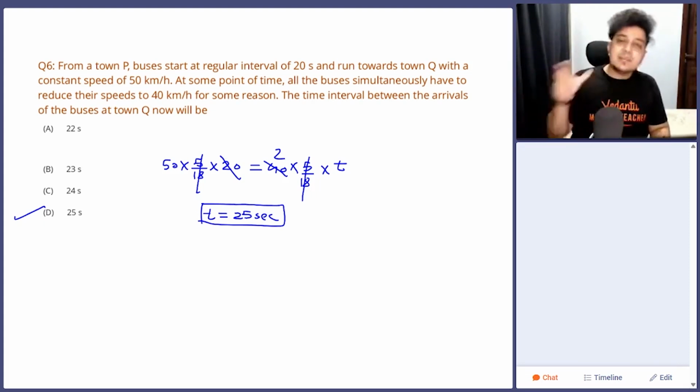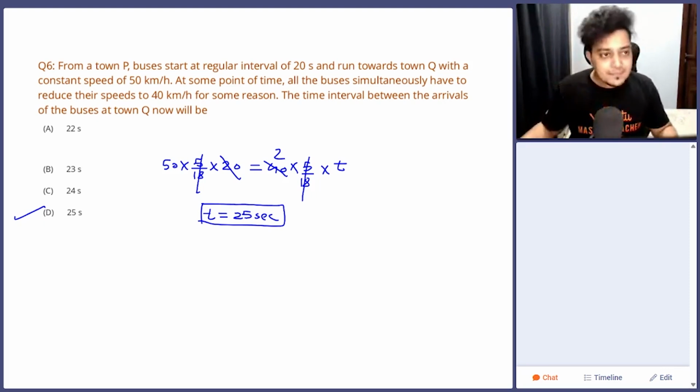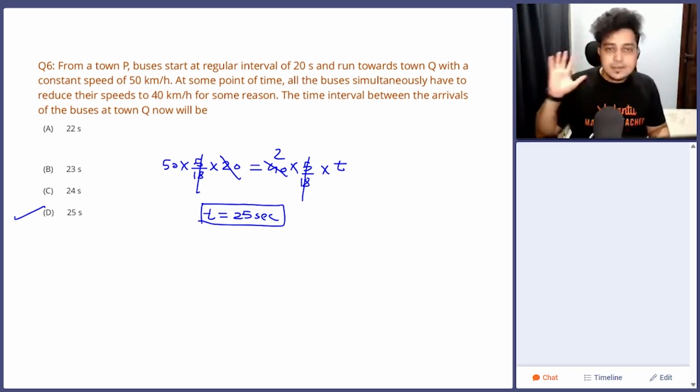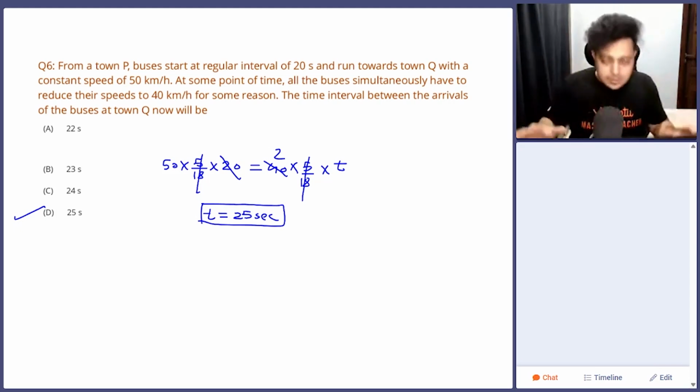So to cover that same distance, how much time does it take? Its speed is 40. How much time does it take? It takes 3 seconds. So buses will arrive at the other town Q at the interval of 25 seconds. Okay, that's the logic. So it's more about thinking, very little about diagrams or heavy calculations. It's a very interesting, fun problem.